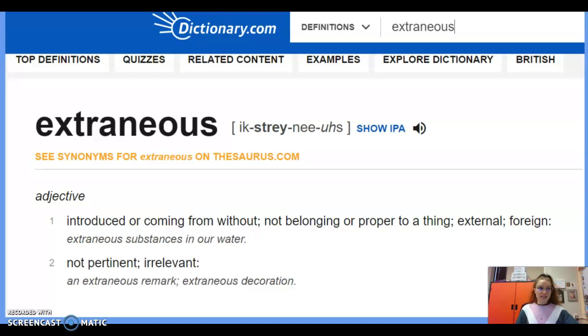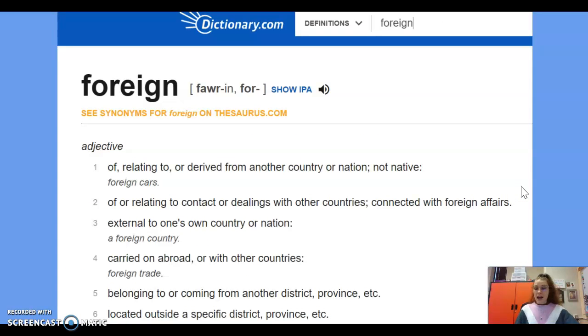So extraneous means not belonging, external, or foreign. Ooh, look, we have foreign listed right as the definition, which means that foreign is a synonym for extraneous. I also looked up foreign just to make sure, and it looks like it means derived from somewhere else or belonging somewhere else. So yes, that would mean it is a synonym with extraneous, or not belonging.